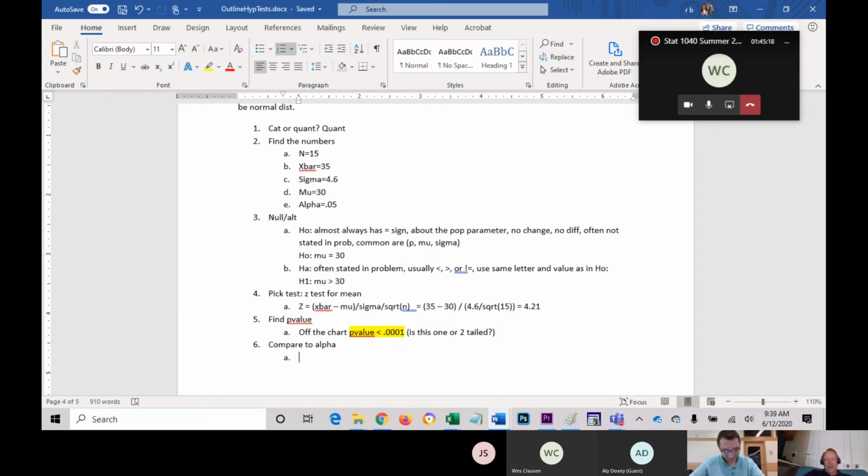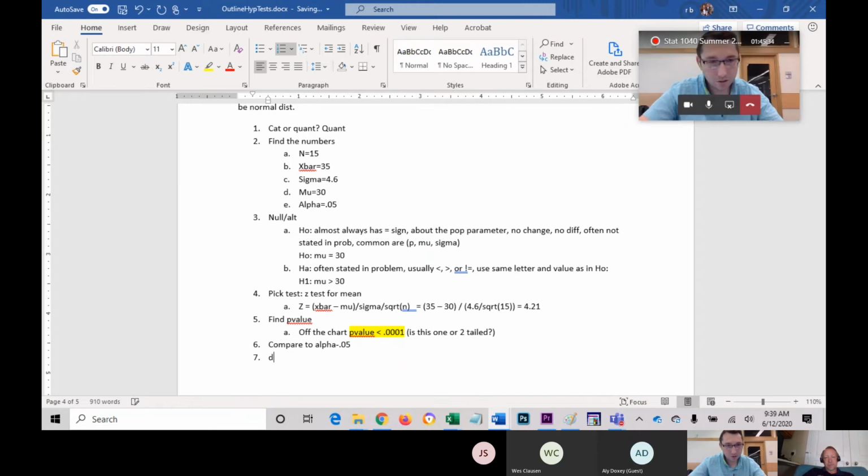Okay, compare to alpha. We said the alpha was 0.05. Really, steps 6 and 7 kind of go together. Can you tell me step 7 as well, Easton? Decide whether or not to reject the null hypothesis. And do you remember the phrase that pays? That we don't ever use the A word.